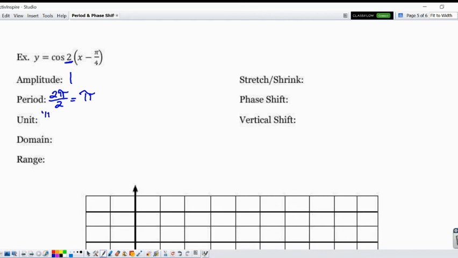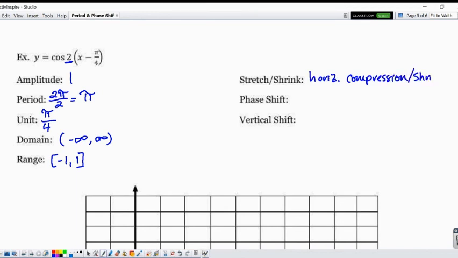We have to complete that entire cosine cycle within pi units. When we go to mark our graph, we're going to mark it with our period divided by 4, or pi over 4. The domain does not change, still negative infinity to positive infinity, and our range, because the amplitude hasn't changed. So the other way we can talk about these is the same way we've talked about all of our transformations. This would be a horizontal compression or shrink, because we're fitting more cycles into the same space. So we've compressed it from the sides like an accordion.